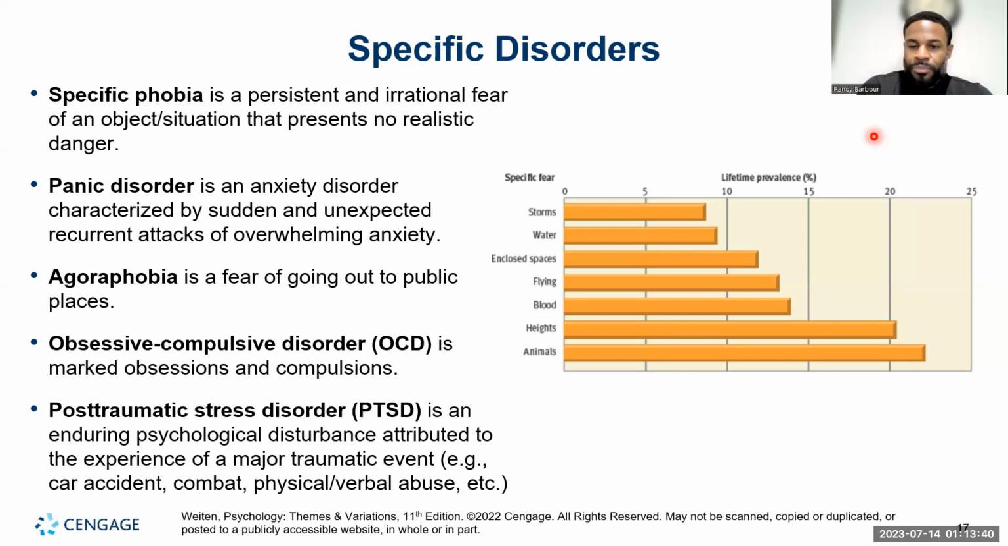And panic disorder is another anxiety disorder. We talked about that before, but it's an anxiety disorder caused by sudden and unexpected recurrent attacks. It is tied to a specific threat, trigger, or event. So you have a panic attack when you get into a situation and it triggers something, and then you start to have a panic attack. Maybe it's a really stressful situation. Maybe you're having an argument with someone and it triggers a panic attack. Agoraphobia is a specific phobia. You also have the fear of going out into public, but again, irrational.